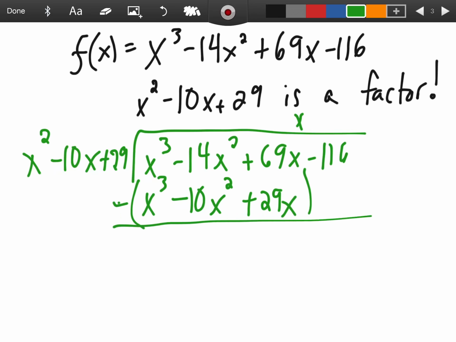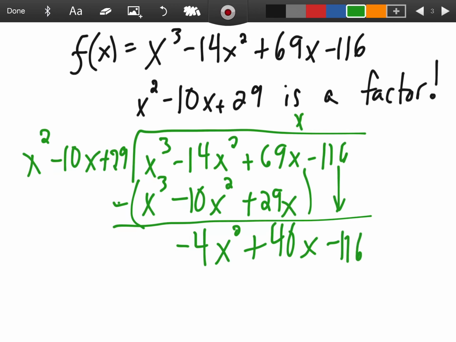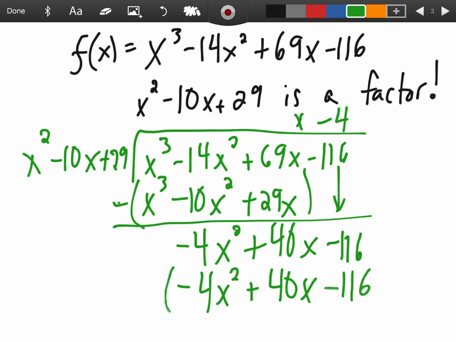Negative 14 minus a negative 10, that's plus 10, is negative 4x squared. 69 minus 29 is 40x. And then we'll bring down that minus 116. Divide negative 4x squared divided by x squared is just a negative 4. And now bring down this, multiplying negative 4 by everything over to the left. We get negative 4x squared plus 40x. Negative 4 times 29 just so happens to be negative 116.